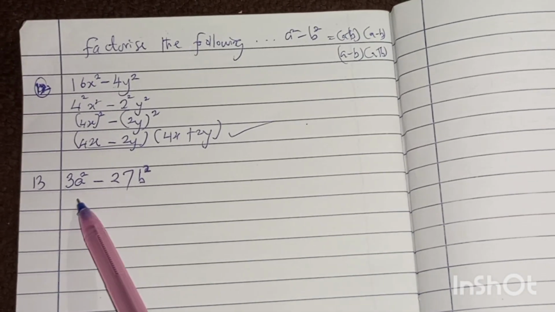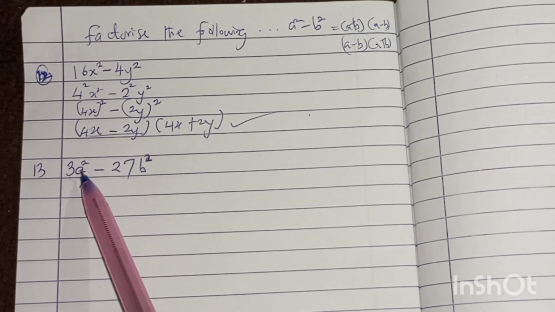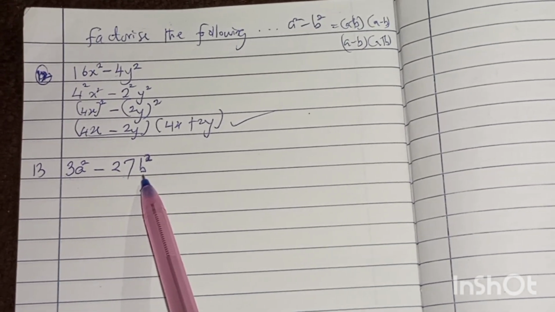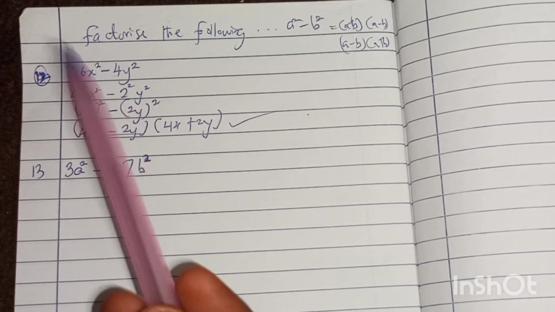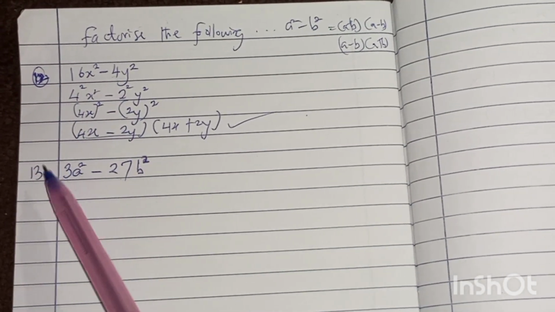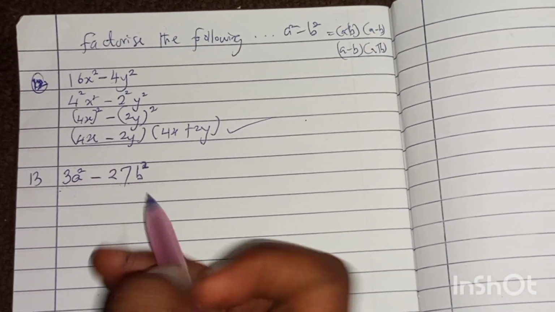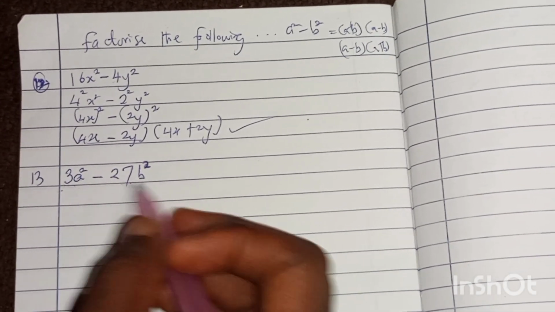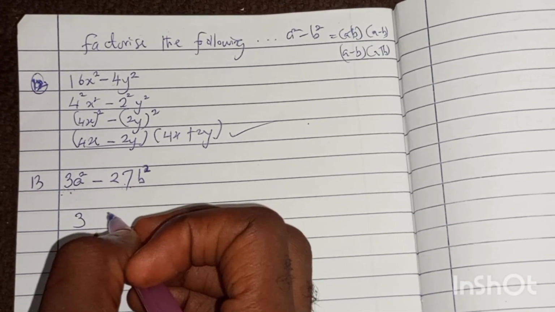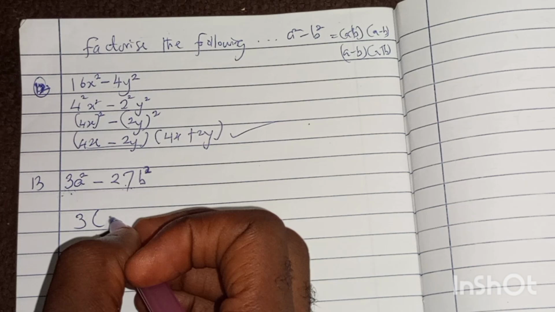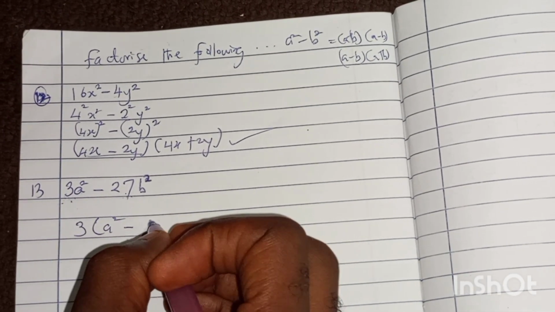3 is not a perfect square. 27 is not a perfect square. It's only a squared and b squared that are perfect squares. So we have to find a way to manipulate 3 and 27 to eventually give perfect squares. So let's divide by 3, because 3 goes into all of the terms. 3 goes here and 3 goes here. So put 3 out, and then what's going to be left? a squared minus what? 3 in 27, that should be 9.